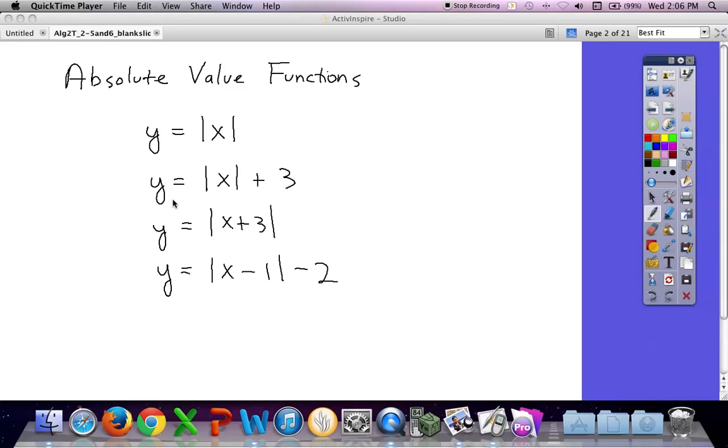An absolute value function is a function that has an absolute value in the expression on the right-hand side. And we deal with pretty basic absolute value functions in this class, but anything that has the absolute value with a variable inside is going to be an absolute value function. These are just examples.